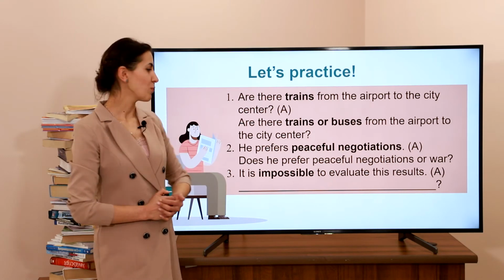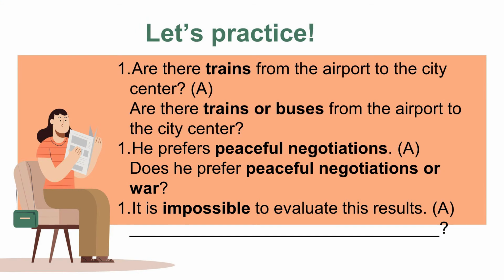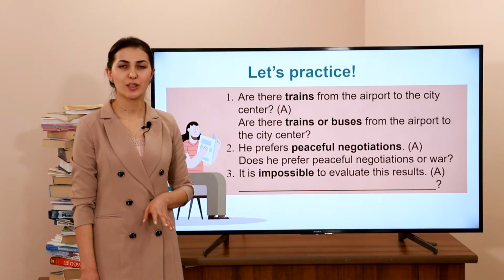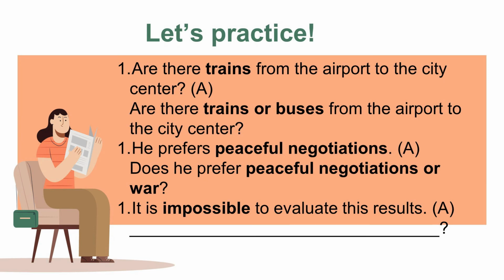One more example. He prefers peaceful negotiations. Does he prefer peaceful negotiations or war? Again, we have connected the two alternative choices with the connector or. And the last example, you should try to write by yourself.